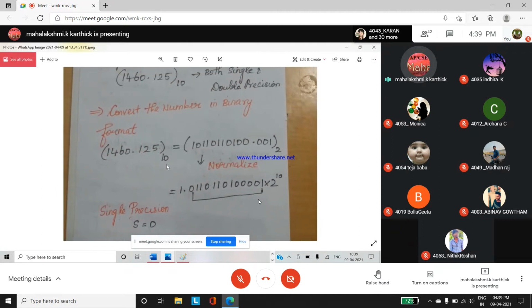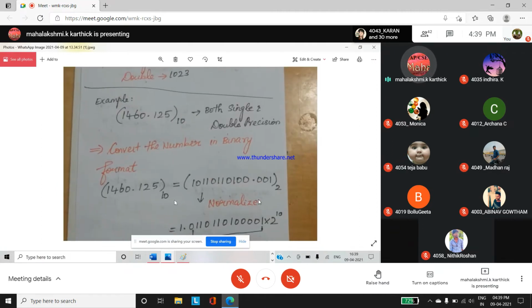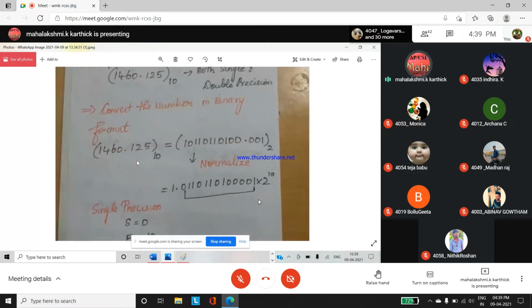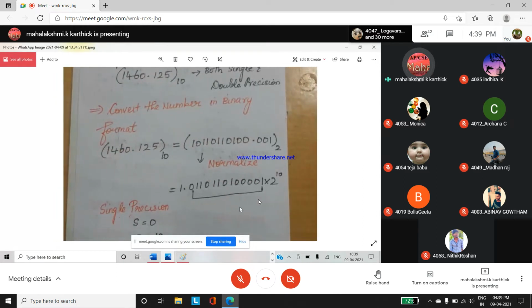Any number is given to you. What will the question be? You have to convert the given number into its binary format, and convert it into its single precision and double precision. This is the normally asked floating point number conversion. So given any floating point number, this is the procedure you have to follow.